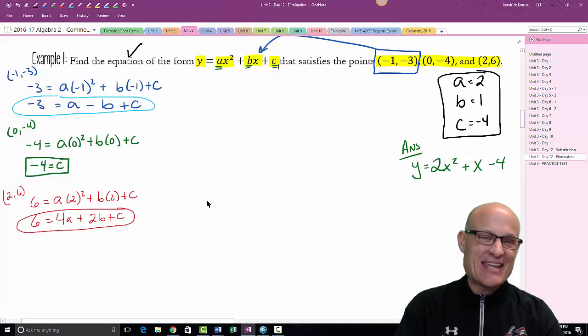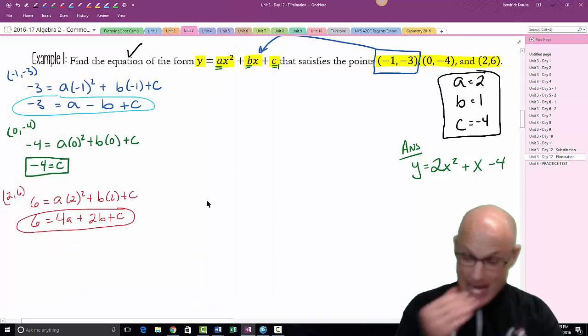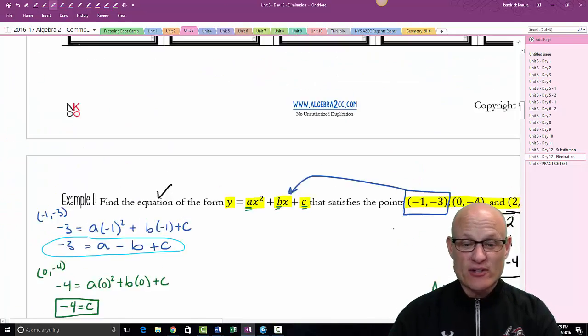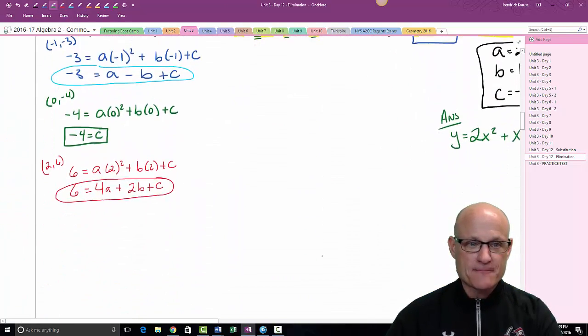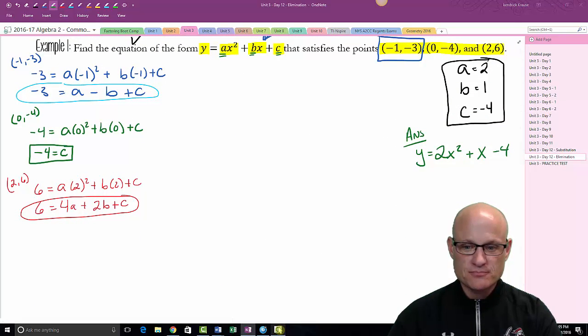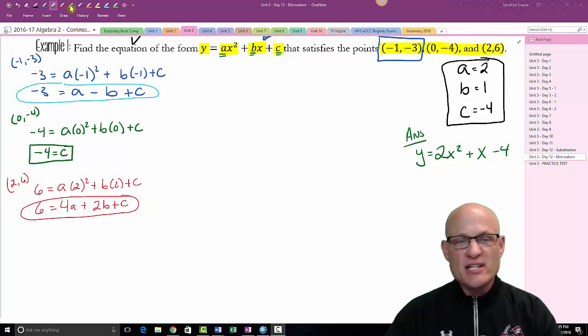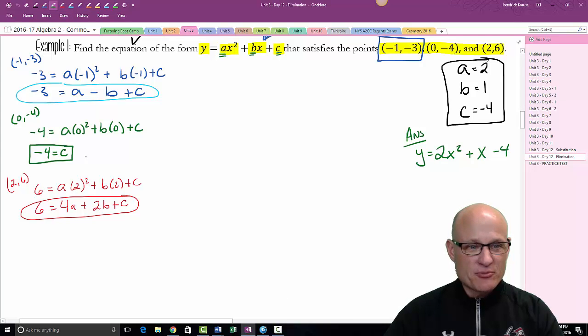But that doesn't mean I can stop. I still have to find out how to solve this algebraically. Luckily for us, this was a really easy equation. It already gave us what C is. So I'm going to plug that into the other 2 equations.